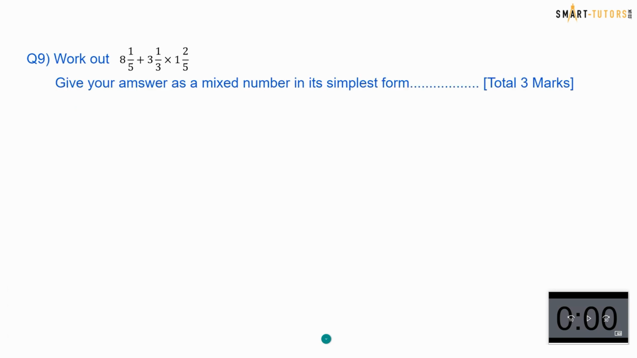Work out a fraction question. 8 1/5 plus 3 1/3 times 1 2/5. Give your answer as a mixed number in its simplest form. It's a 3 marks question. Let's time this one for 1 minute.